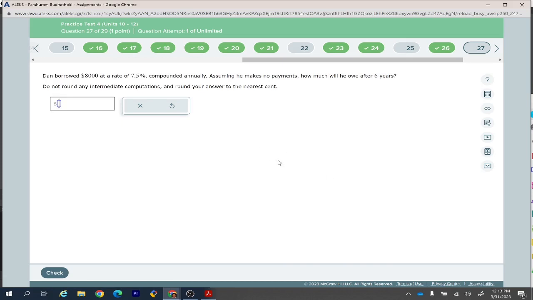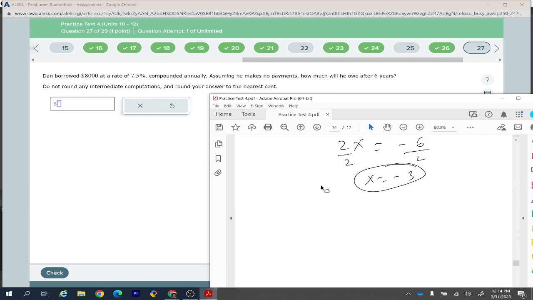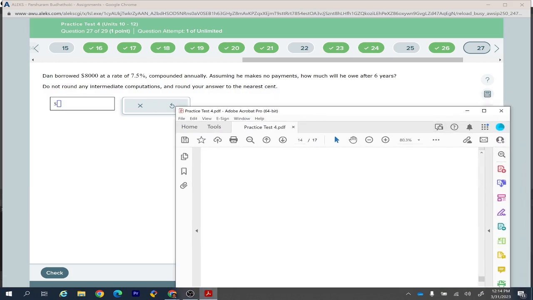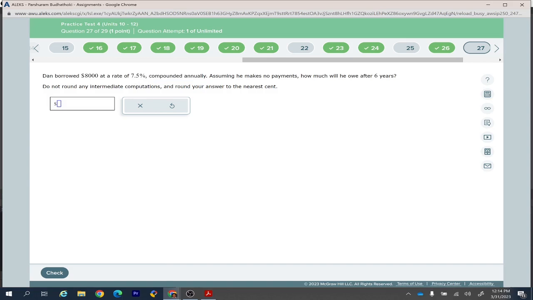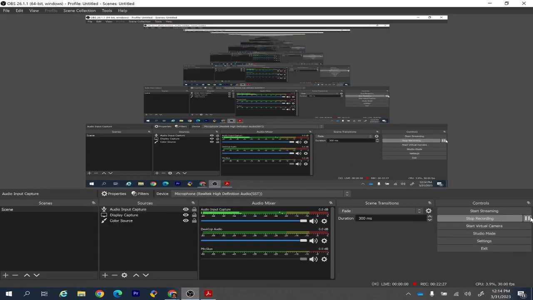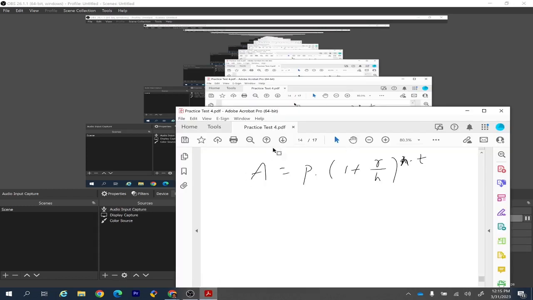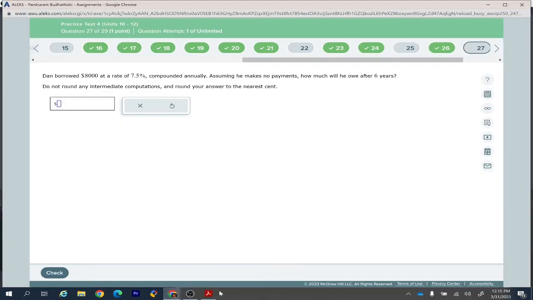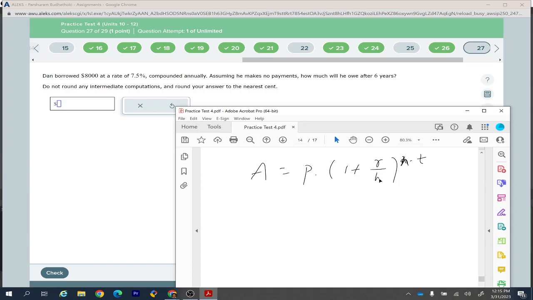This is an application problem for exponential function. You have to know the formula for this. Here, read the question. Dan borrowed $8,000 at a rate of 7.5% compounded annually. So you have to know that compound formula. This is the formula I'm talking about. A equals P times 1 plus r over n to the power n times t, where P stands for the principal, r stands for the rate, n is the number of times compounded annually, and t is the number of years.